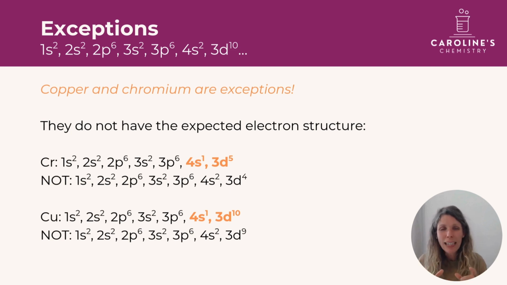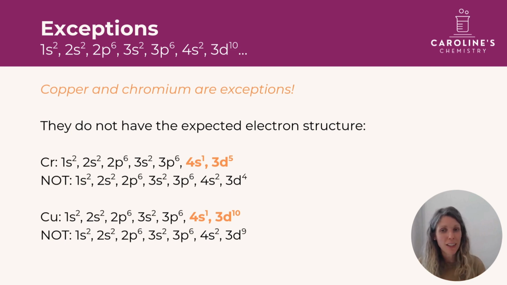Now, there's nothing special about a half-filled orbital. They're not inherently more stable. However, that overall electron configuration reduces electron-electron repulsion and overall is more stable. And that's why it has that structure.